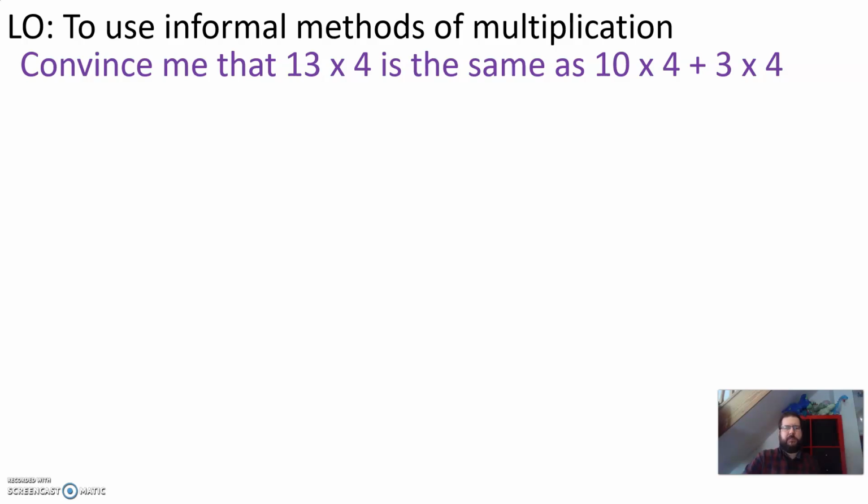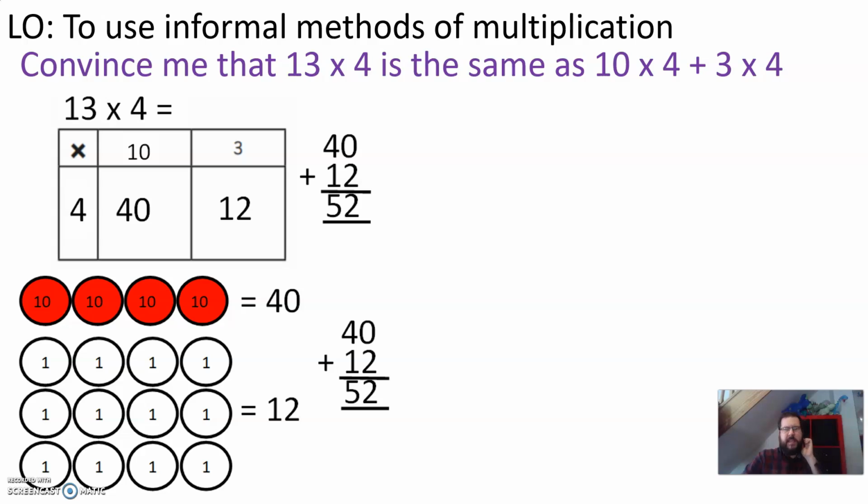So what I did is the 2 methods we've already looked at. I did the grid method and I built an array. Now you can see in the grid method, I have partitioned 13 into 10 and 3, multiplied them by 4 to get the 40 and 12, added them together to get 52. Then I built an array. So there are 1 tens multiplied by 4 gives me 40. And there are 3 ones multiplied by 4 to give me 12, and I've shown that in my array. And then again, I've added together the tens and the ones, and I've got the same answer, 52. So I'm pretty sure I've already managed to convince someone because I've done it 2 different ways and got exactly the same answer.